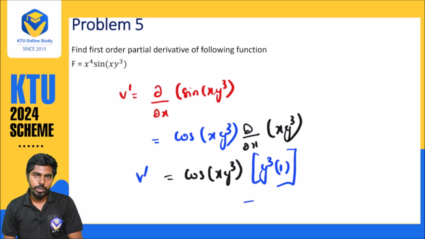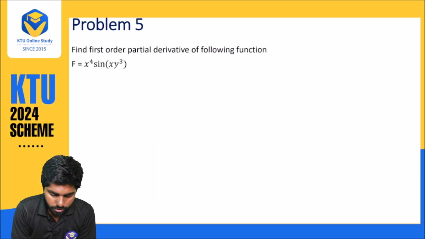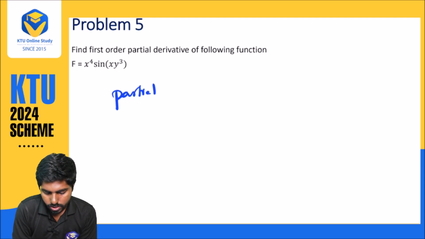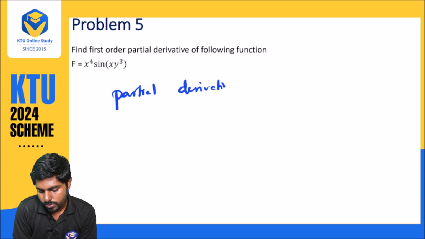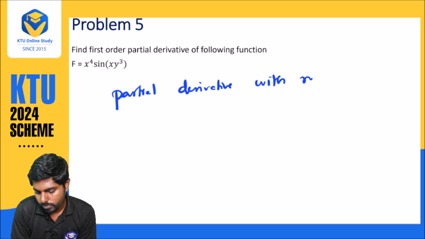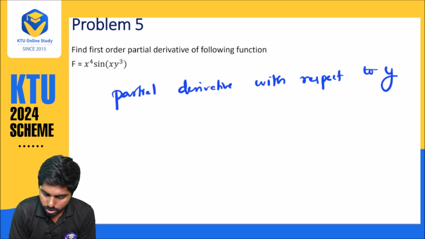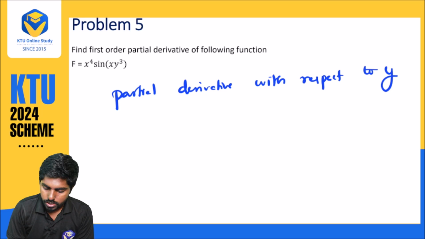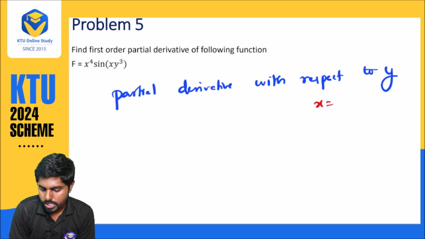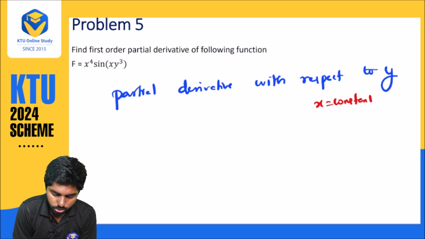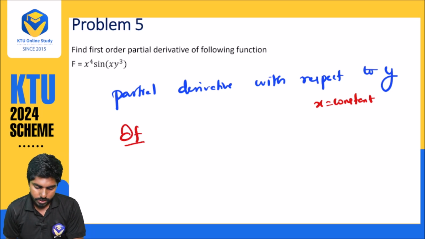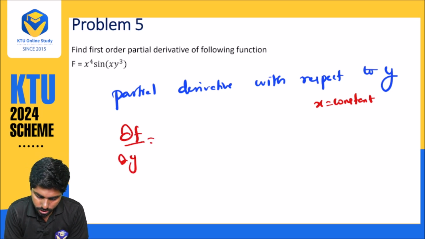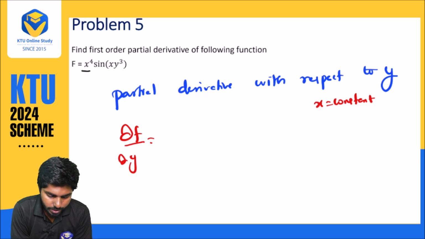Now we want to take the partial derivative with respect to y, treating the other terms as constants. So here x is constant. What will we get? Dou f by dou y. Here x power 4 is constant, so we write the constant first, outside.